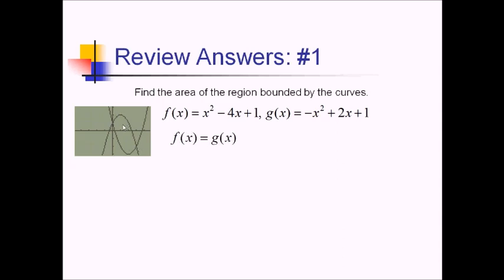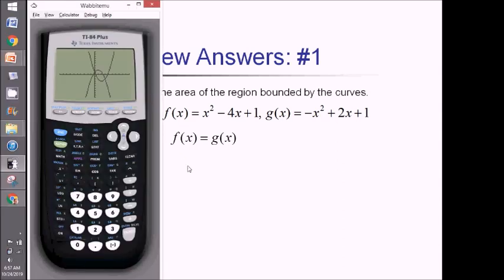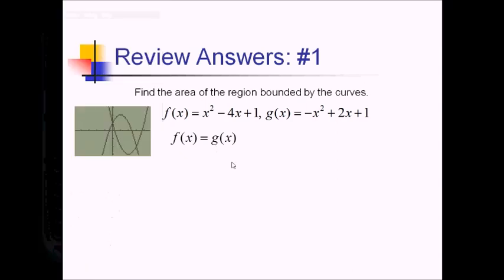Let me use intersect on my calculator to figure this out. I'm going to do second trace, intersect, and enter, enter, enter. Near the first one, it looks like we have an intersection at x equals 0. Then let me do that again. Second trace, intersect, move over to the other crossing point, enter, enter, enter, and that intersects at 3. So at x equals 0 and x equals 3.